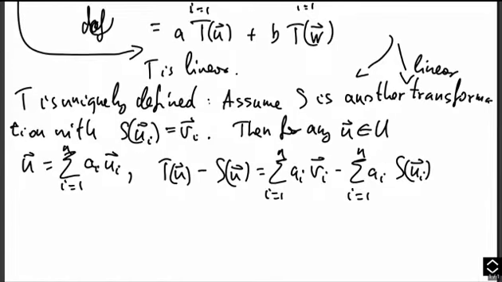We don't have to assume any basis property of V. Simply, these are just the same thing subtracted. So that means there is no difference between T and S. That means S equals T, which is unique then.